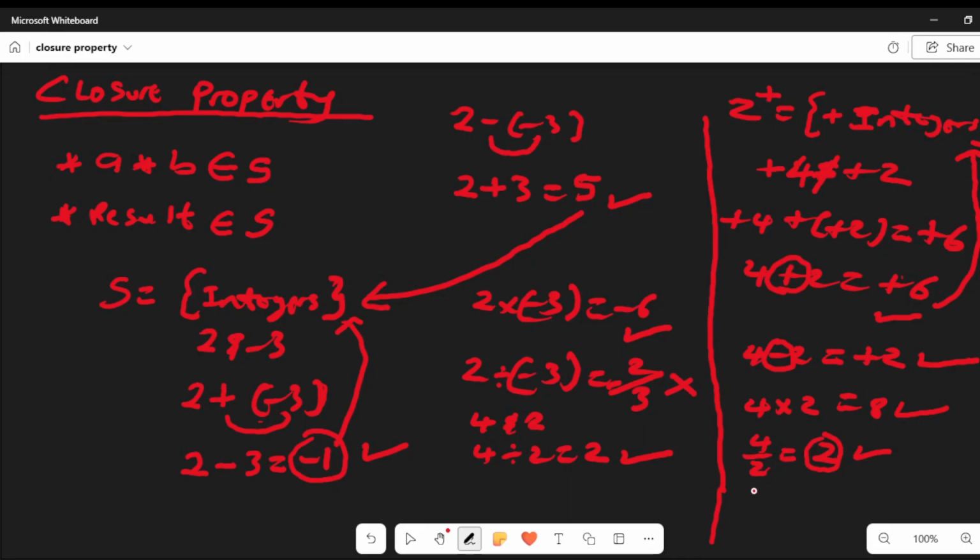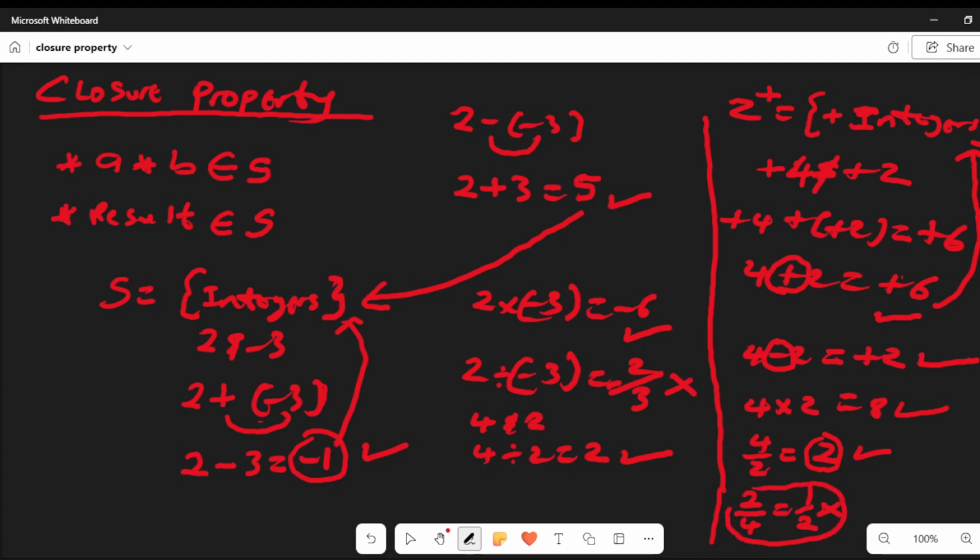But if we are given something like 2 divided by 4, let's check whether it is closed under positive integers. The result we are going to get here is 1 over 2. And this 1 over 2 is not an integer. Not to mention positive integers, not even an integer. So therefore, set Z plus is not closed under the operation 2 divided by 4. It's not closed in this operation.